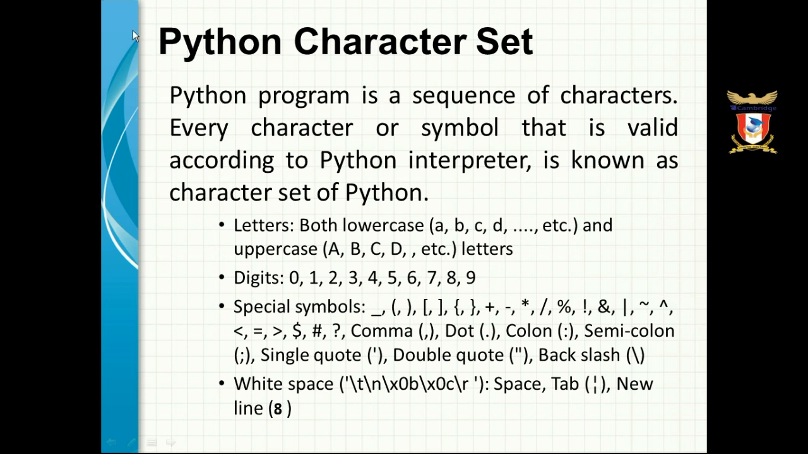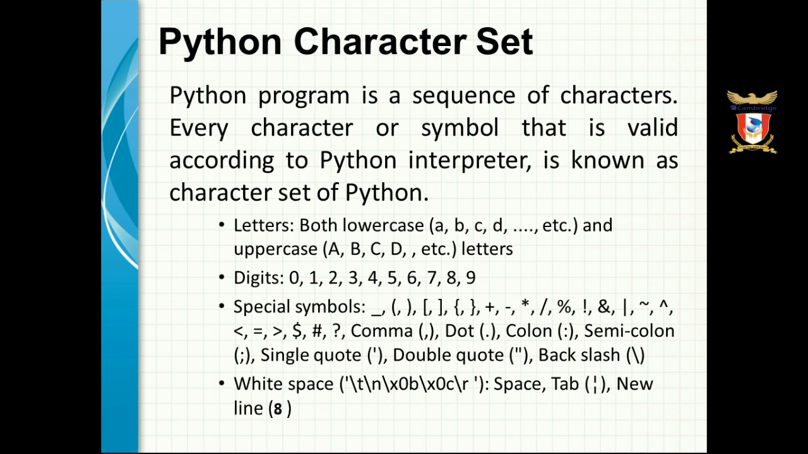A Python program is a sequence of characters. Every character or symbol that is valid according to the Python interpreter is known as the character set of Python. That means the Python interpreter always checks the code before execution. Any symbol which is valid and can be run without any error is known as a Python character set.